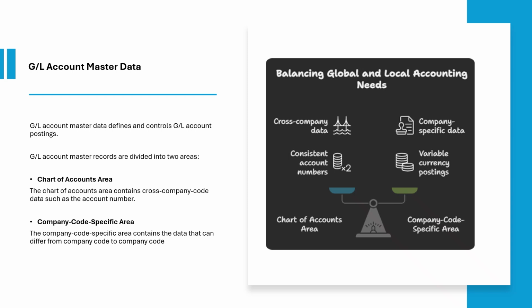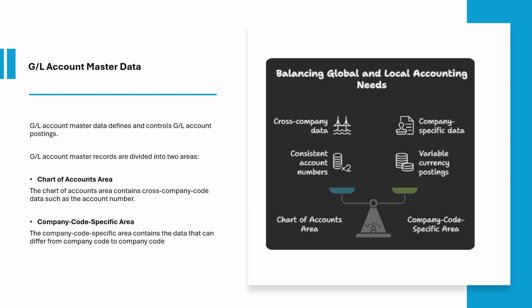Okay, so GL account master data must be created in SAP if you want to post to a general ledger account. Okay, very simple. Now, how are these GL master records divided into two areas and why is it divided?